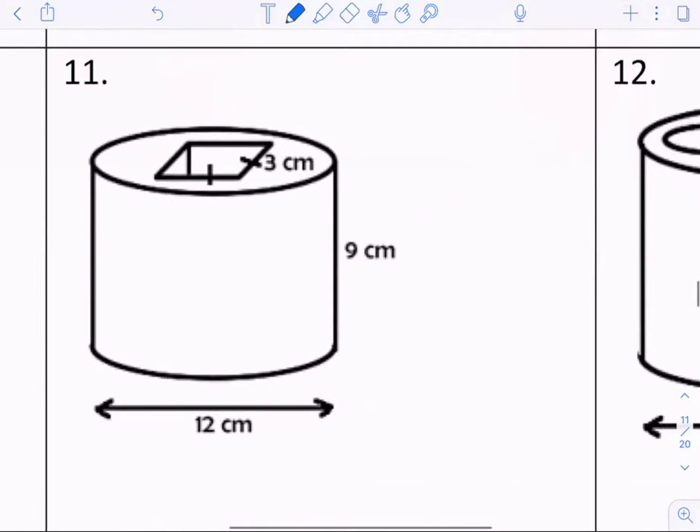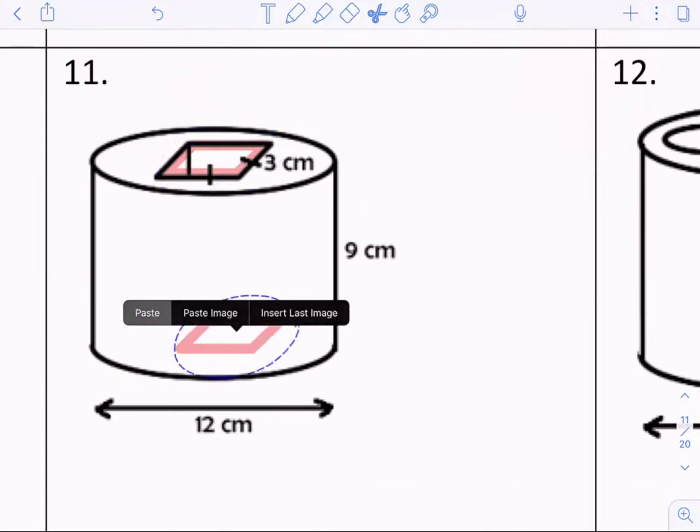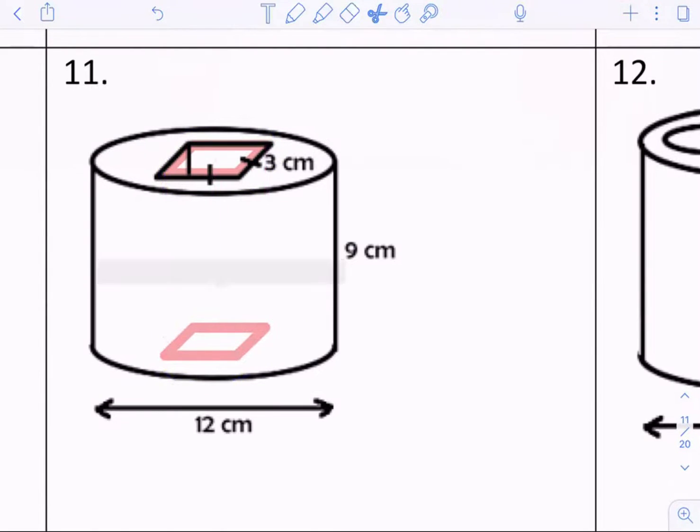And then you guys could do number 11. Again, you have to visualize the inner hole in order to be able to complete this. So watch what I'm about to do here. I'm going to actually paste it down here so that you can see this is what's inside of the shape. This is inside of it. You got to subtract this whole thing.